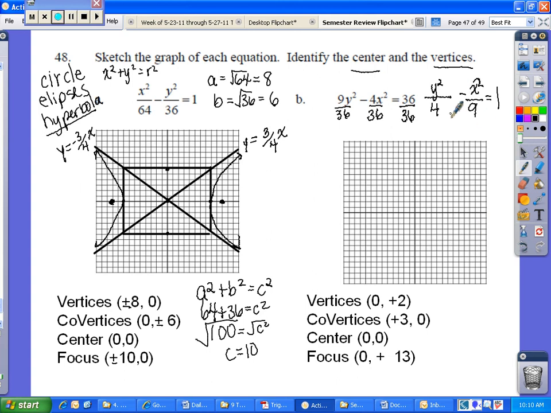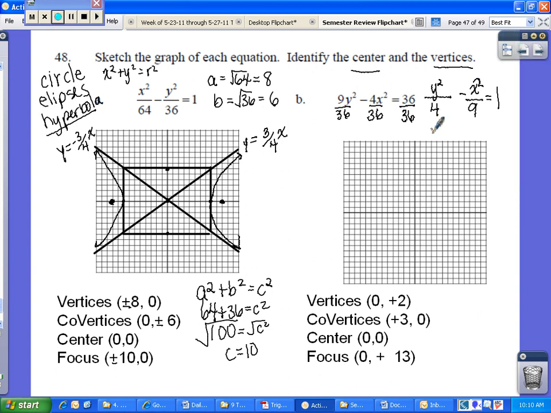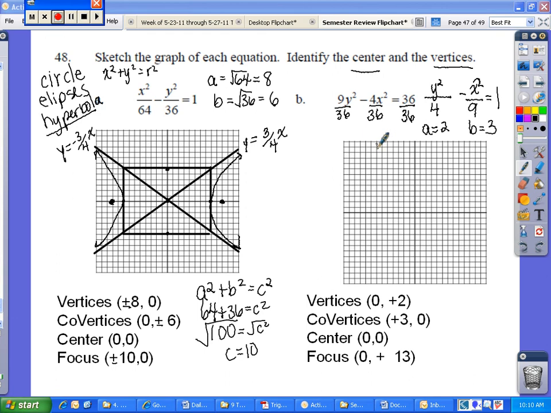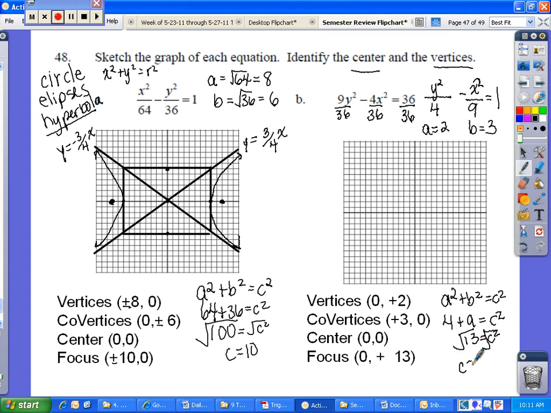Okay, and now that I have that, notice that x squared and y squared have been flipped. But remember, in a hyperbola, a still comes first. So a, in this case now, is going to be the square root of 4, which is 2, and b is going to be the square root of 9, which is 3. Alright, so now with those in place, I can write my vertices and co-vertices, my center and my focus points, because I'm still going to use a squared plus b squared equals c squared. So I'm still going to have 4 plus 9, which is c squared, so 13 equals c squared, and then the square root is just c equals root 13.